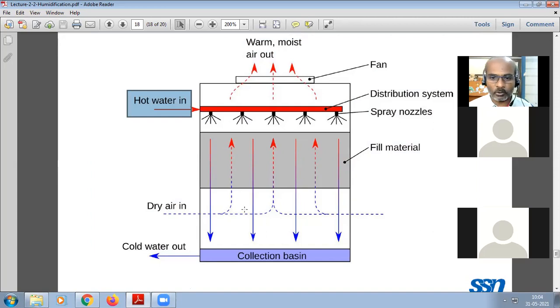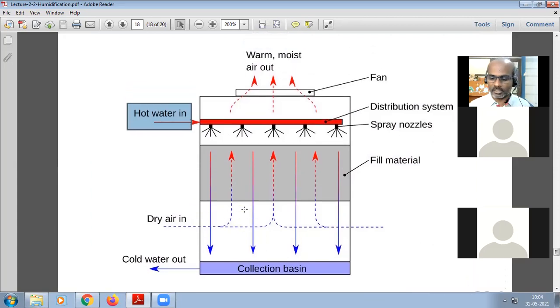This we can, of course, understand with a calculation as well. But before going to this calculation, we should also understand a lot of other terminologies. To simply say, this cooling tower cooling is happening not only by sensible cooling with air, but there is a major share of cooling happening by evaporative cooling of water.